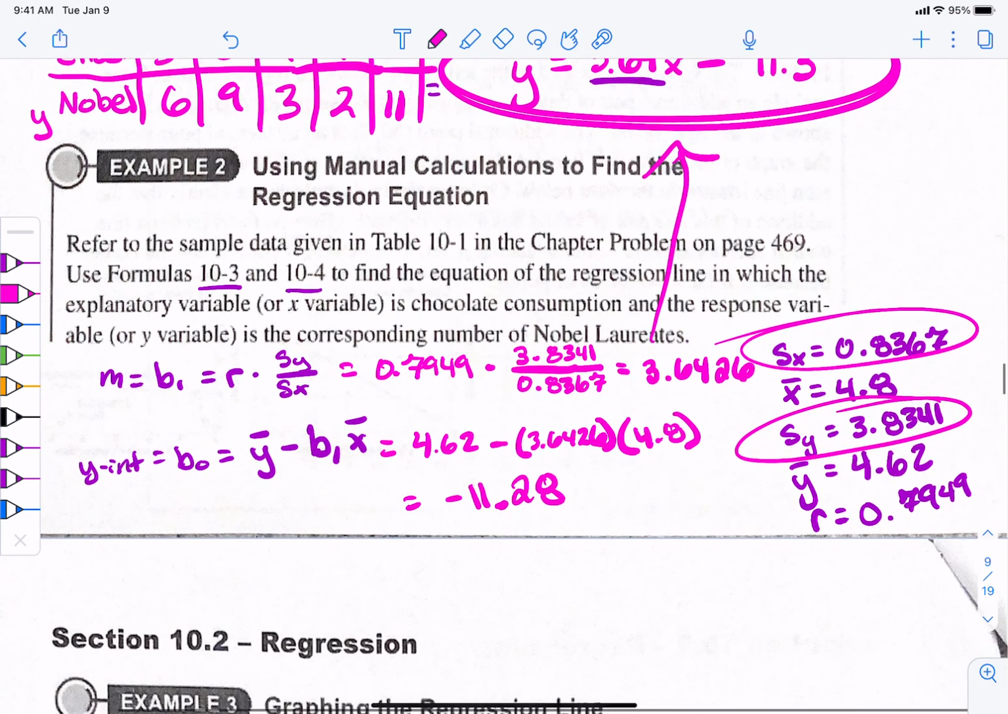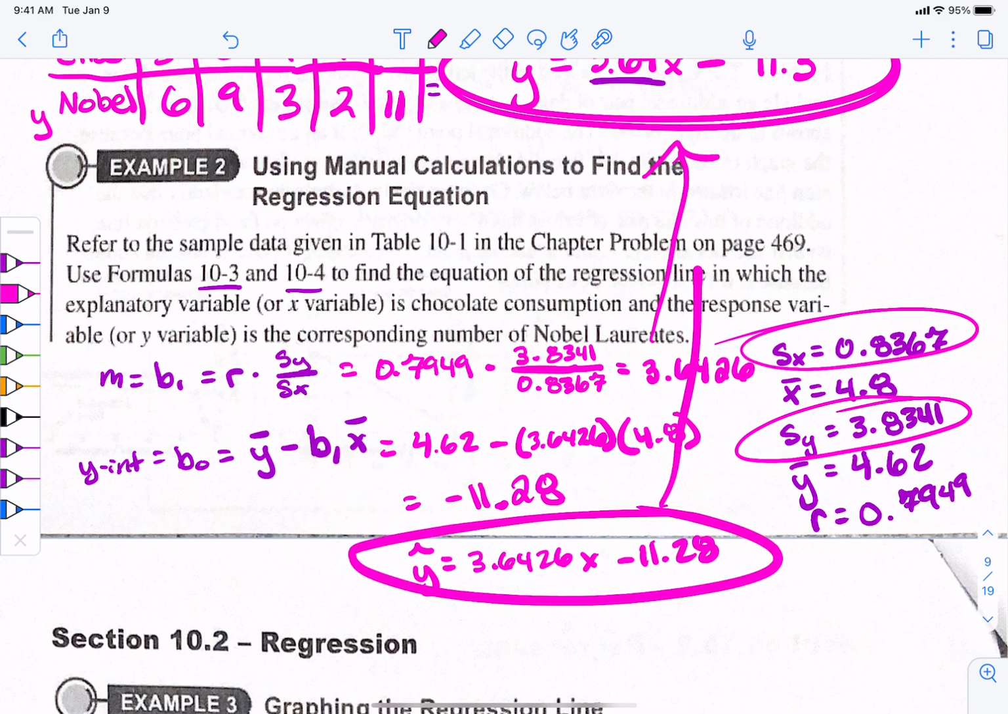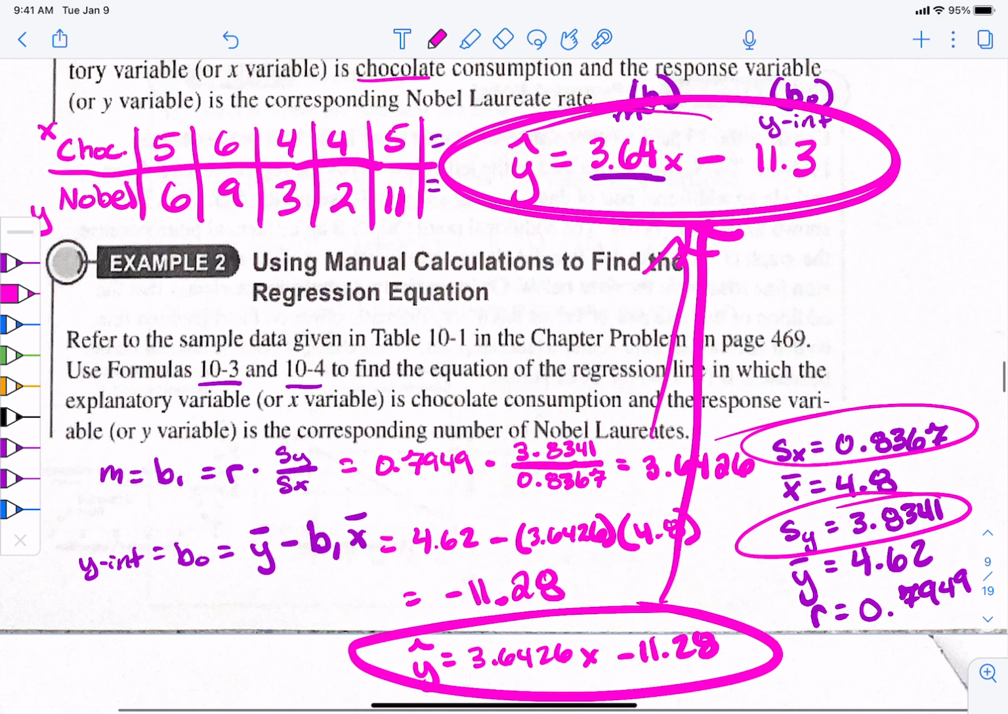So if I write my formula out according to these numbers, y equals 3.6426 if we want to go out 4 decimal places, x minus 11.28. Pretty well the same as what they got up here, okay? So I'm just showing you in this second example, this is what the calculator does every single time it spits out one of those regression equations, and it does it in like a half a second, right? But this is all the math that is involved in finding that.